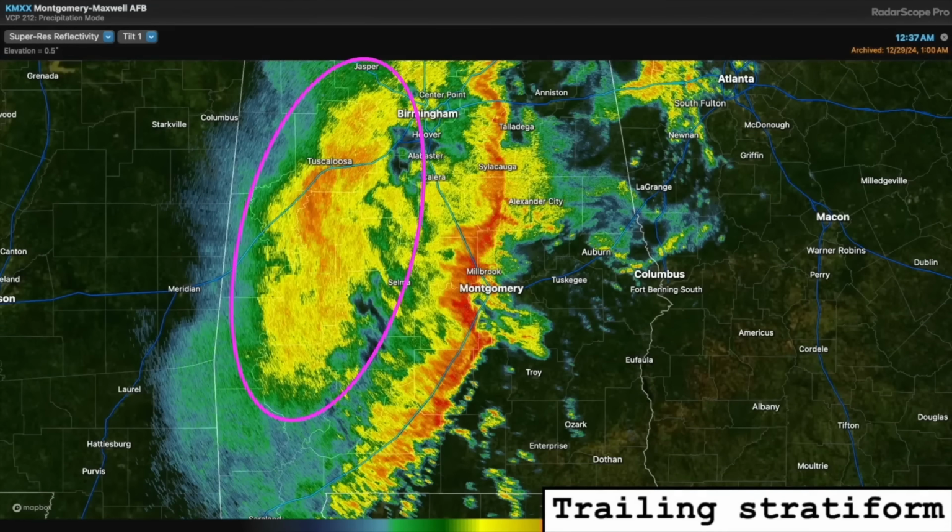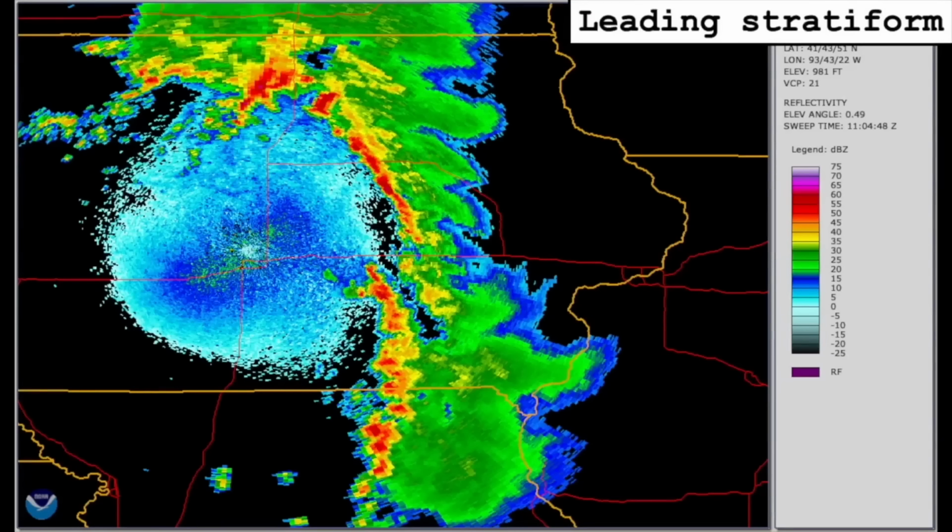In this case, a large area of stratiform rain, or rain that is not caused by convective thunderstorms, exists behind the main line of storms. Trailing stratiform systems tend to move fairly quickly. Next is a leading stratiform system in which the aforementioned area of stratiform rain is situated ahead of the main band of storms. These often move more slowly than trailing stratiform systems.